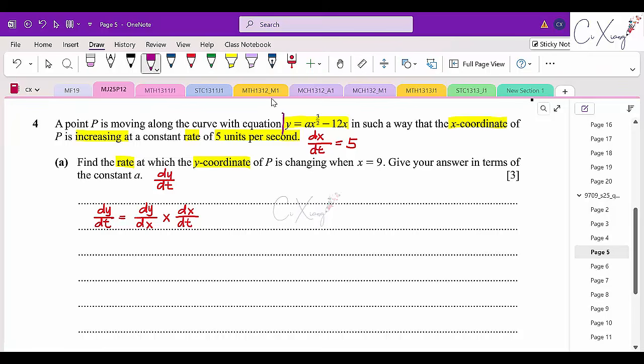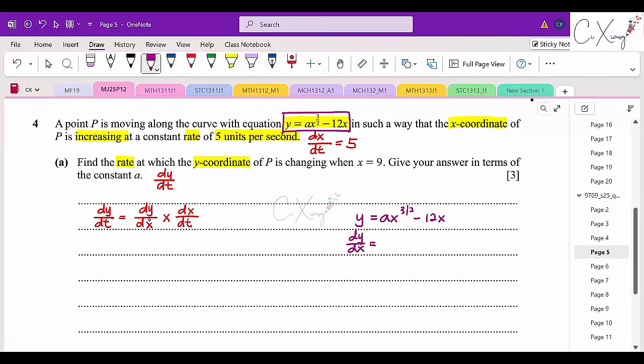We are having this equation, y in terms of x. And if I differentiate this equation, I will get dy dx. So let's do this one now. I'm having y equals to ax power 3 over 2 minus 12x. What is my dy dx here?